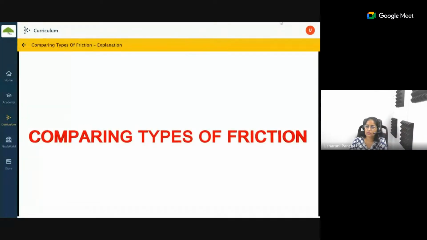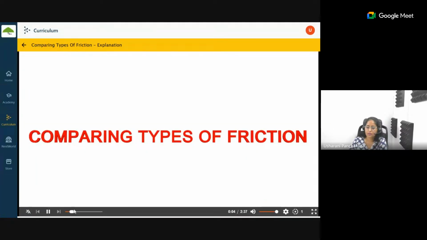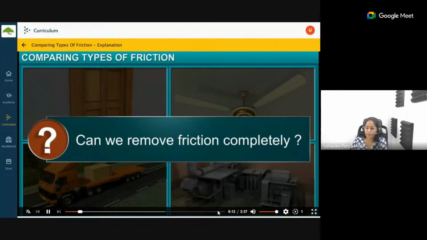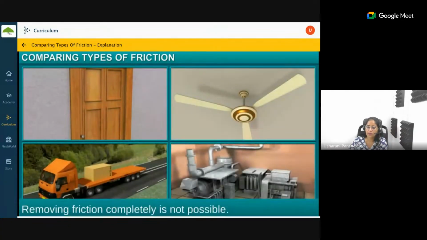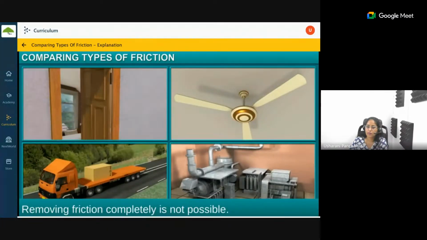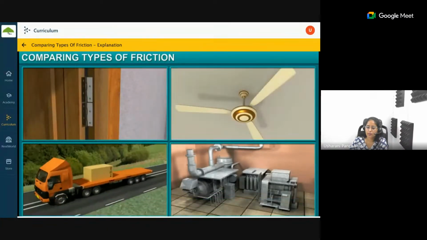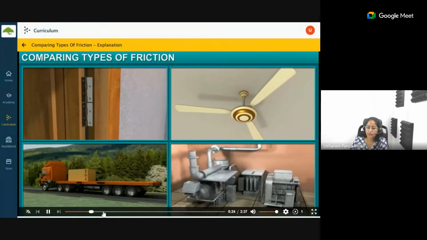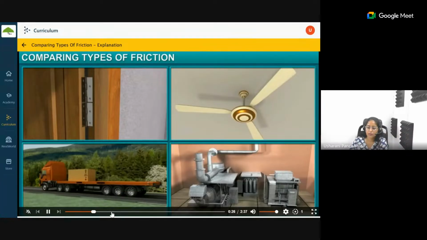In this module, you will learn to distinguish between static, sliding, and rolling friction. Can we remove friction completely? Removing friction completely is not possible. However, there are measures to minimize friction and make our tasks easier, and machinery more efficient.